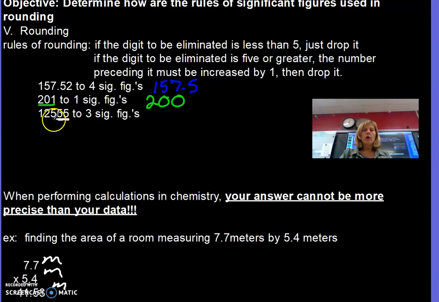The next number, 12555, I have to round this to 3 significant figures. So I need to get rid of the last 2 5s. Since these are 5 or greater, I'm going to round this to 126, but then I need zeros for placeholders. I don't just write 126. That is not the same in value, not even close in value. So you have to make sure you have those. This is where the zeros as placeholders come in.